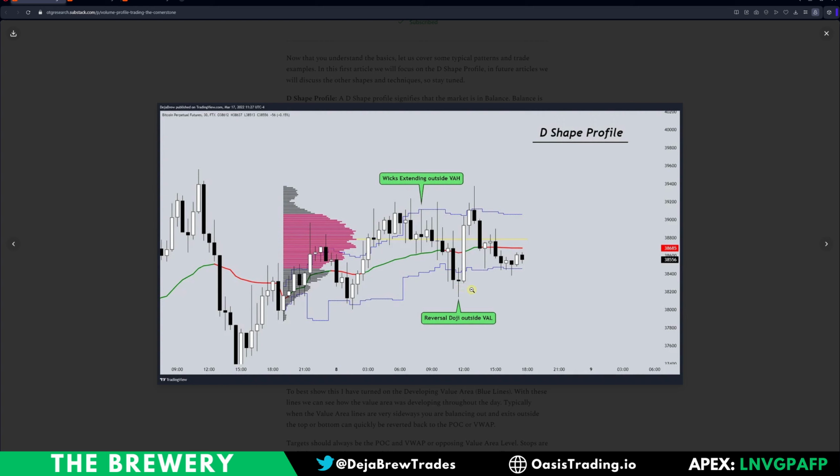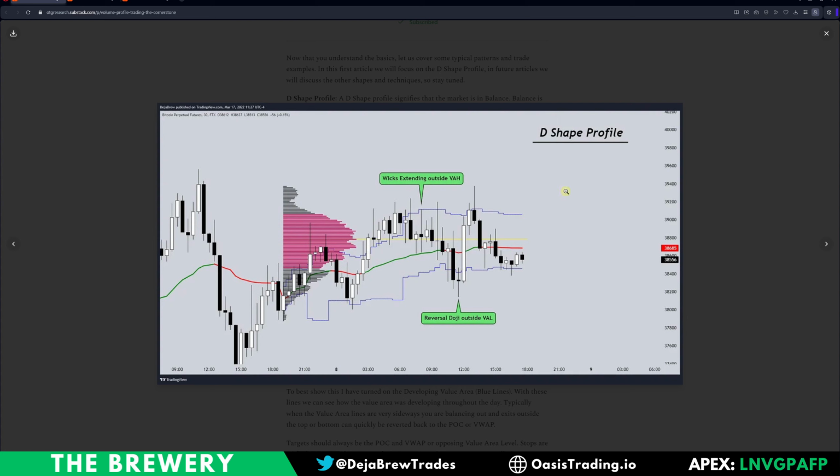Now, the basics for what you want to look for on a D-shaped profile are mean reversion trades. We can see based on the profile here on the bell curve that the volume is falling off towards the high and it's falling off towards the low, which indicates that they are not really finding any value on those higher prices. They are also not finding any value on the lower prices. They are finding value towards the middle of the day.